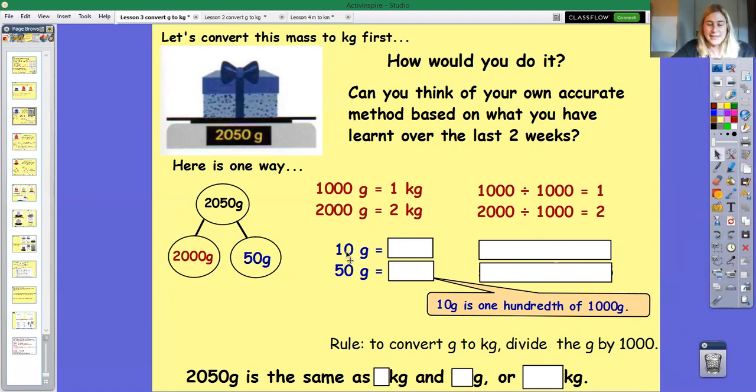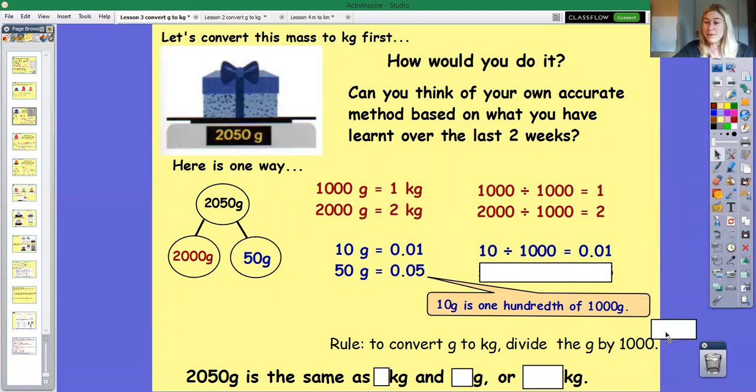Now, I need to think about my 50 grams, so I'd start by thinking about 10 grams. I know that 10 grams is 1/100th of 1,000 grams. And that would still work with my rule, wouldn't it? 10 divided by 1,000 is 1/100th. So 50 grams has got to be 5/100ths. 50 divided by 1,000 is 5/100ths.